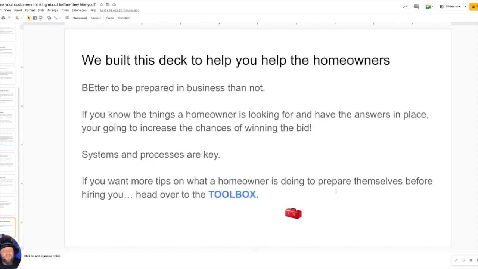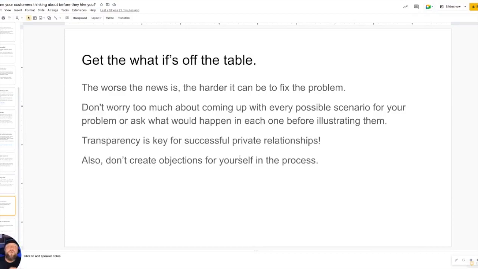So my dogs are going absolutely crazy. My apologies. Get the what-ifs off the table. The worse the news is, the harder it can be to fix the problem sometimes. Transparency is key for success in all these relationships. So don't create objections. My apologies on the dogs here. It's Sunday. Mailman must be here.